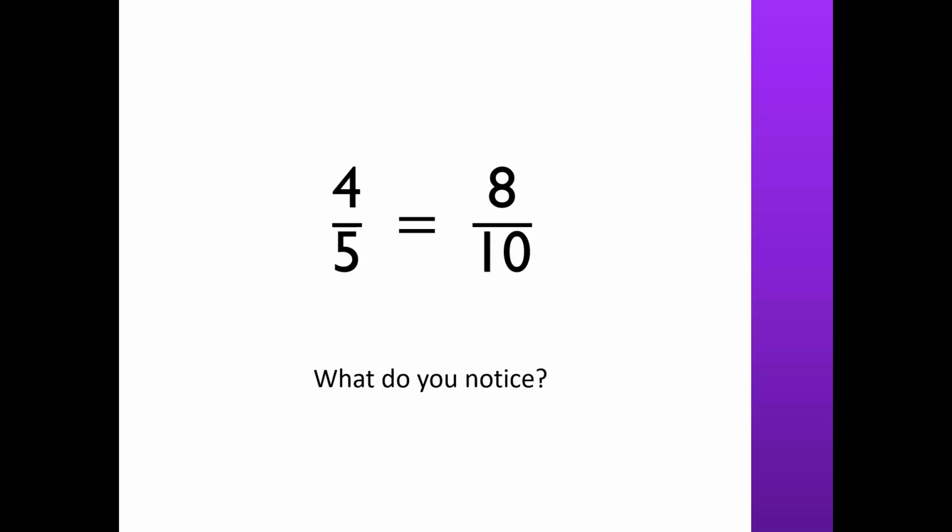Did you notice that to find the equivalent fraction, we can multiply both the numerator and the denominator by the same number? In this case, we can multiply them both by 2 to find the equivalent fraction. 4 multiplied by 2 gives us 8, and 5 multiplied by 2 gives us 10. 4 fifths is equivalent to 8 tenths.